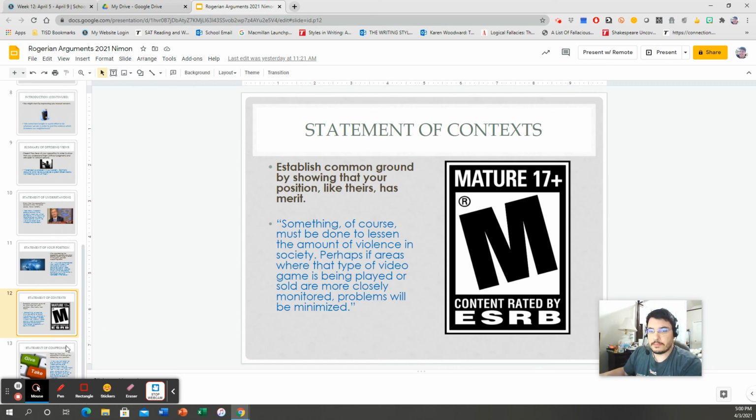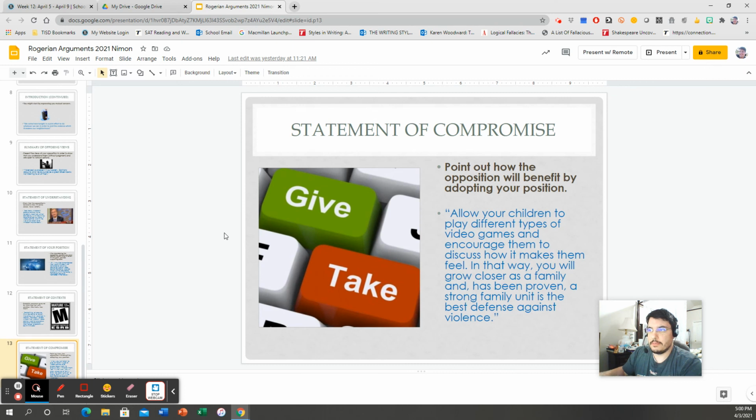And then the last step is find a compromise. I'm not saying I'm ever going to be 100% on board with you. And I'm not saying you're ever going to be 100% on board with me, and that's fine. But is there somewhere where we can meet in the middle? And if there is, let's talk about it.